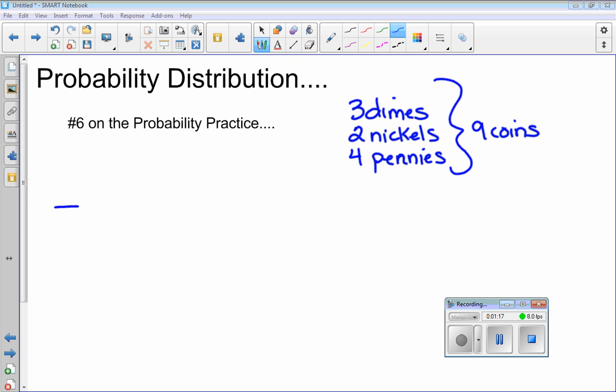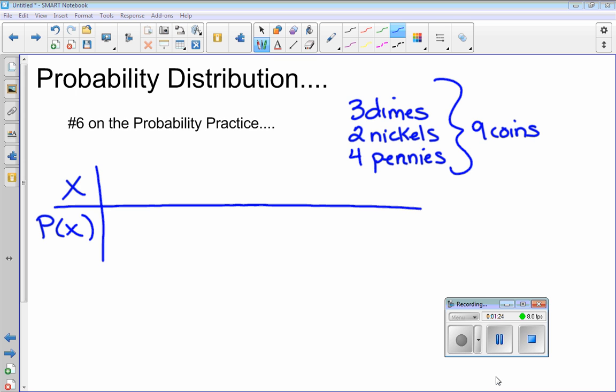All a probability distribution is, we could write it like this. X stands for all the possible outcomes, and the probability of X is the probability of those outcomes. Okay? So what we're trying to figure out is the value of the 2 coins that drop out. So let's think about what those options would be. So our first option would be 2 pennies. Would you agree?